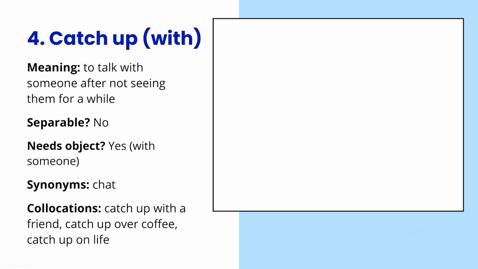And here are some collocations: catch up with a friend. So that just means to meet a friend and talk with a friend. Catch up over coffee. So you talk to someone while you're having a coffee together. Catch up on life. So that just means to talk about what has been happening in life.